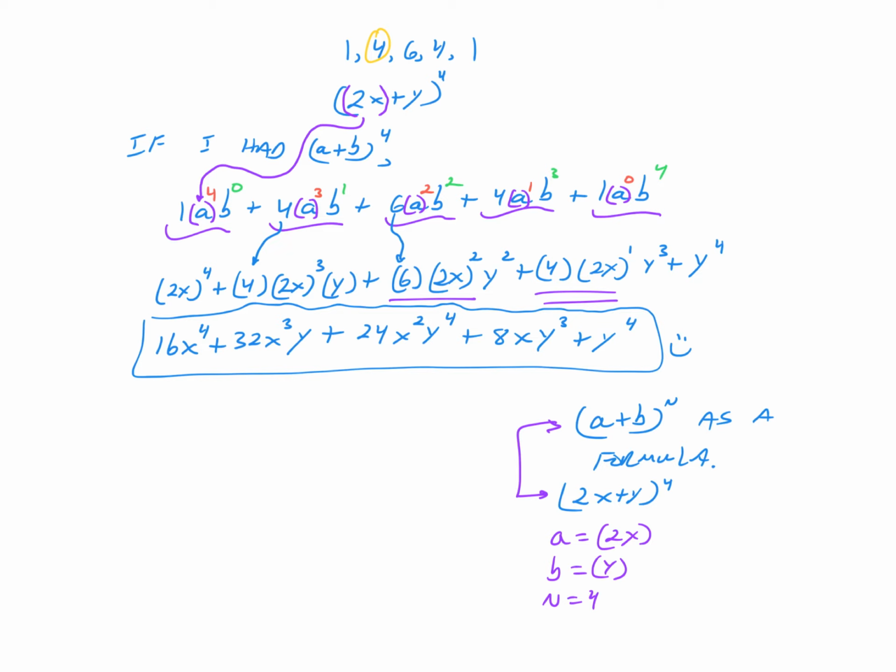The n equals 4 right here tells me, okay, I'm using the 1, 4, 6, 4, 1 row of Pascal's triangle. This tells me to substitute in quantity 2x wherever I would see a in my basic or formulaic expansion. And then b equaling y, let's face it, it's just a variable change. All right, let's try another one.